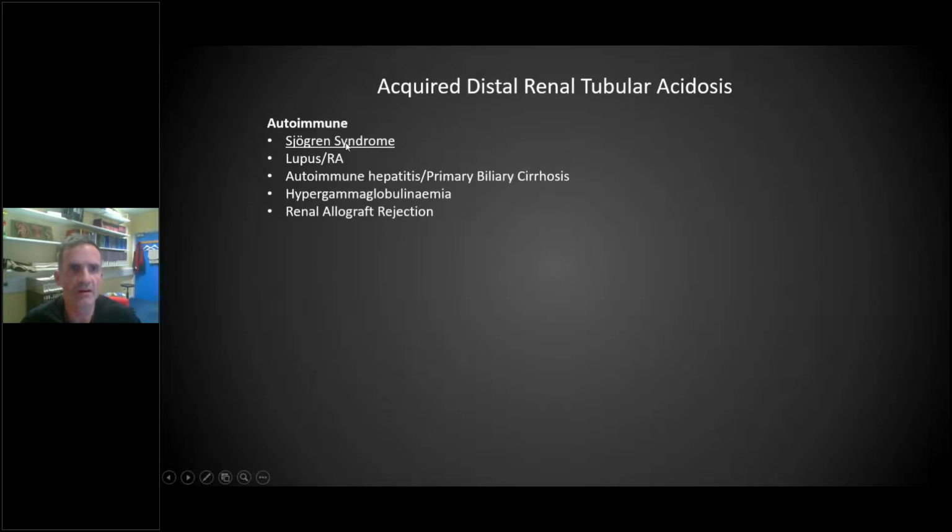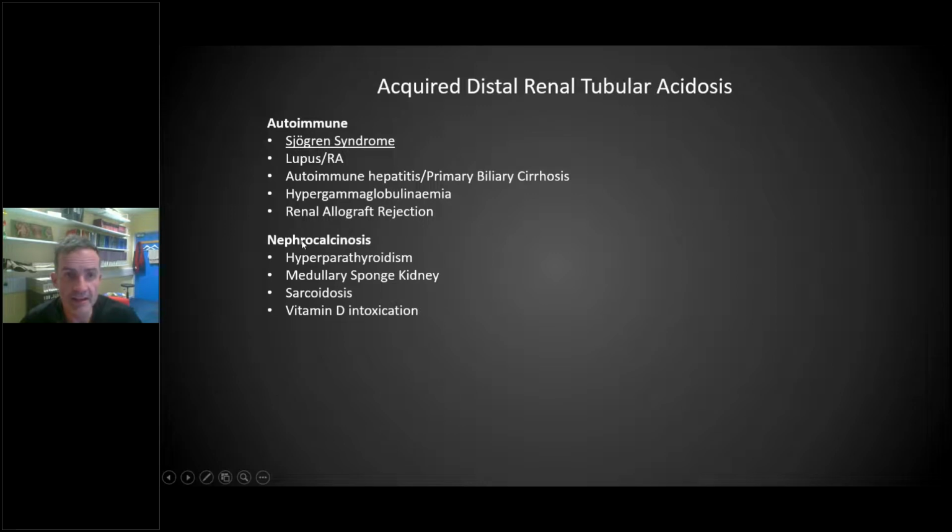The first ones are autoimmune causes. Now, all of these autoimmune causes will cause a tubulointerstitial nephritis, and it's the TIN which causes the dRTA. By far and away, the most common cause of this is Sjögren's syndrome. Okay, I'll talk about that in a second. It's described with lupus. It's described with various other autoimmune diseases, and it also happens with hypergammaglobulinemia of any cause, and that's because hypergammaglobulinemia is a cause of TIN. It's described with renal allograft rejection, which of course is just a TIN in a renal graft. So I think it's entirely reasonable to suppose that the mechanism of that is exactly the same.